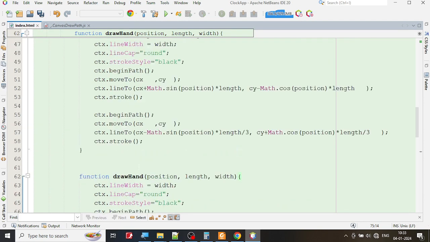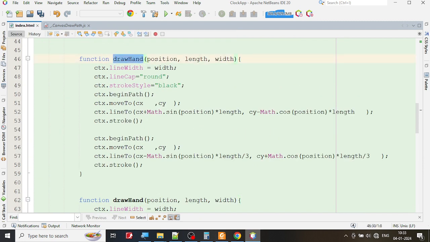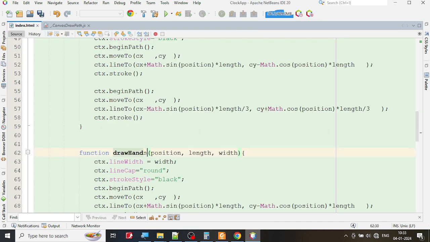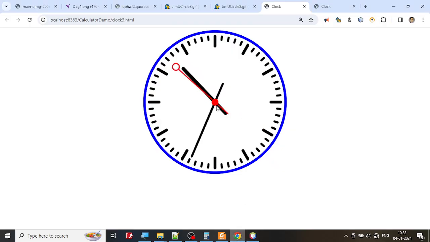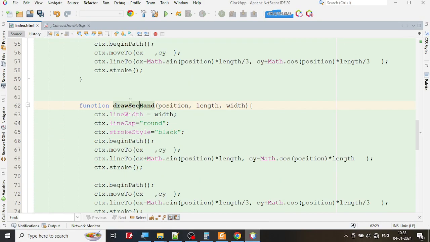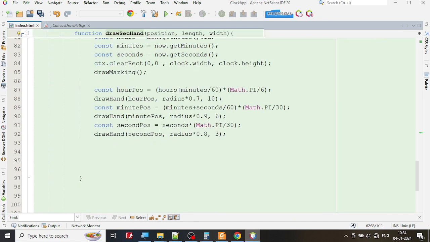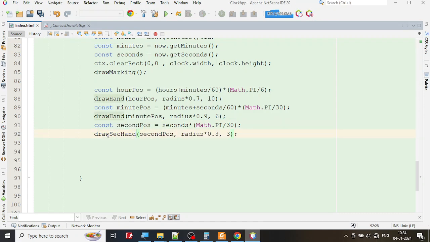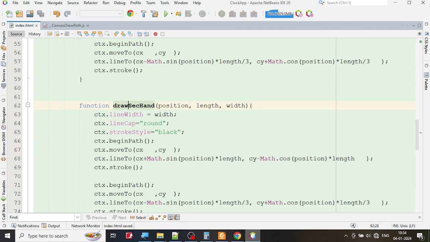Okay, two times I have written this function, draw hand. Second one is draw hand second. I'm going to just make it as draw seconds hand. This is specific for the second hand. So I'm going to just copy this one, double click, Control C. When I'm calling this second hand, so second position, I'm changing it, and I'm saying that for this second hand, you call this different method.